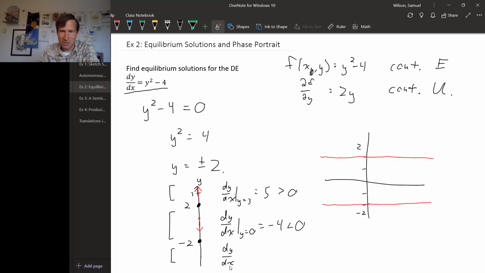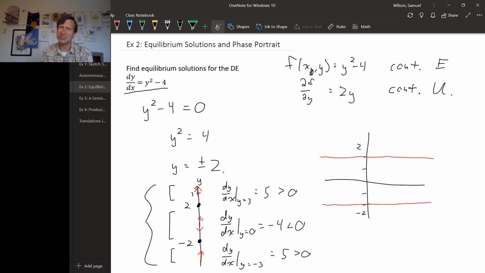Let's use maybe y equals -3. We would get 5 again, and that's positive. So if we started below y equals -2, we would increase like this. This picture that we've drawn actually gives us a quick impression of what solutions are going to do no matter where you are in the y direction. So this is a nice summary of how solutions behave.